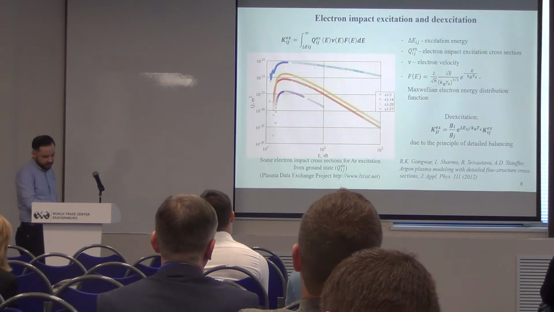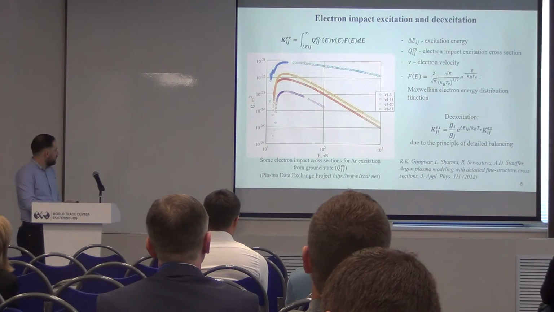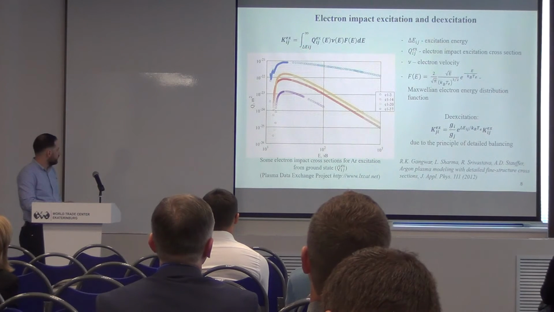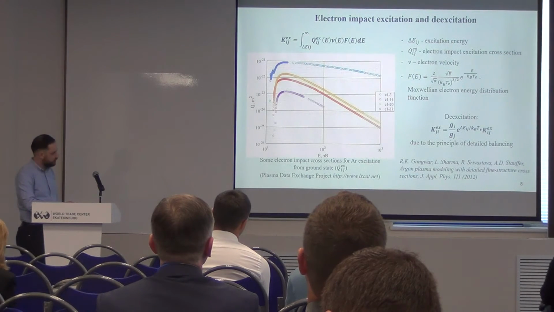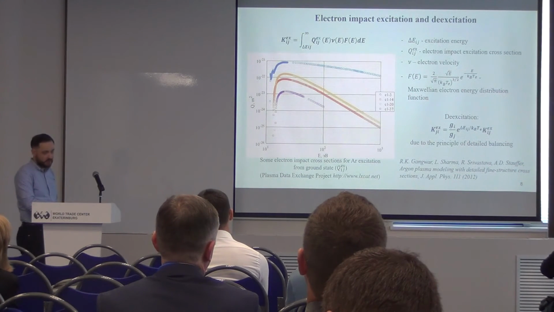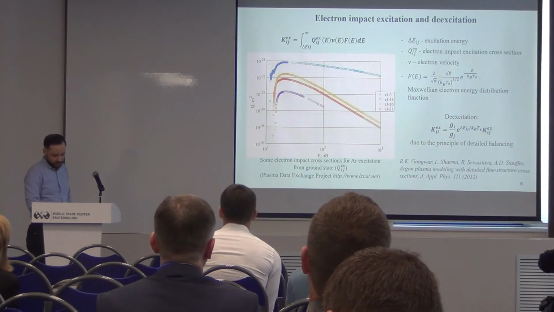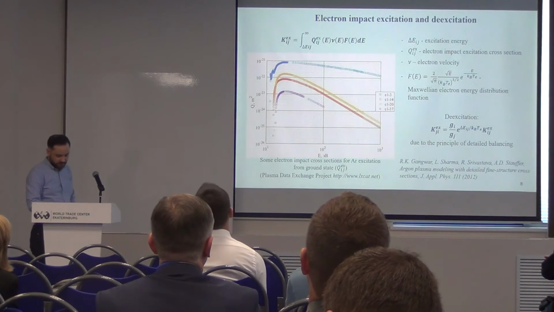Electron impact excitation rate depends on this coefficient. In this expression, delta E is excitation energy, Q is electron impact excitation cross section, V is electron velocity, and F is an electron energy distribution function, which is assumed to be Maxwellian in this work, but there are some variants of using non-Maxwellian functions. This will make the model more complex, but could increase the accuracy of results obtained.